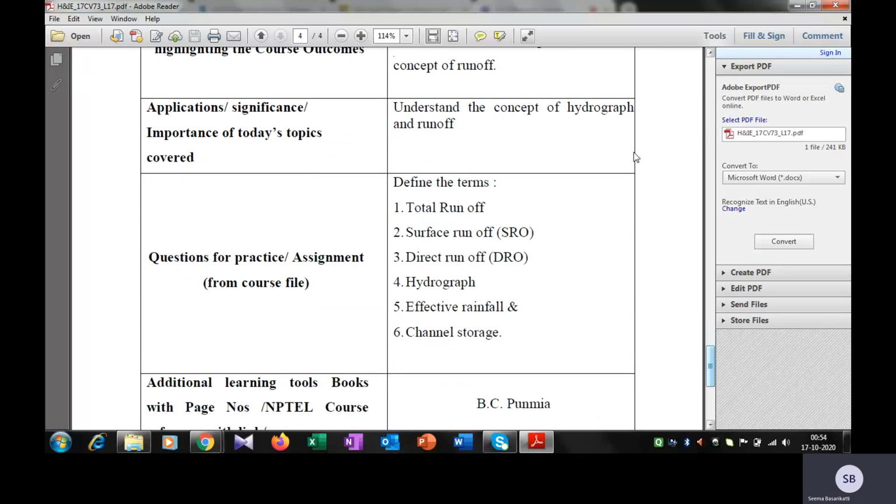And these are the questions for practice. That is, define the terms total runoff, surface runoff, direct runoff, hydrograph, effective rainfall, and channel storage. So these are the questions which are likely to be asked in the examination.